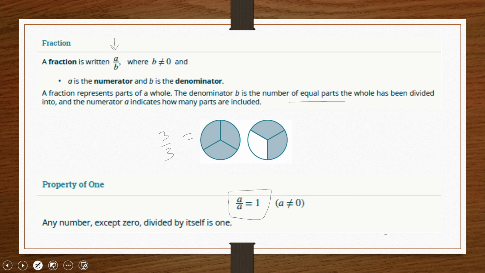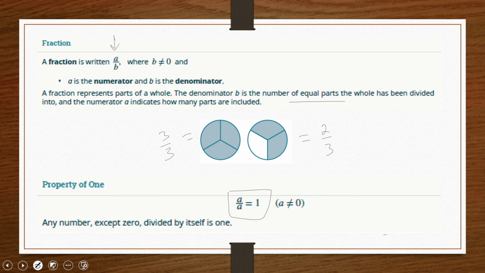And the other image that you see here, we actually only have 2 out of the 3 shaded regions being represented. So we could say that 2 out of 3 would be how I would describe this as a fraction, as a proportion of the shaded region to the total, right? So that's how we can write a fraction.